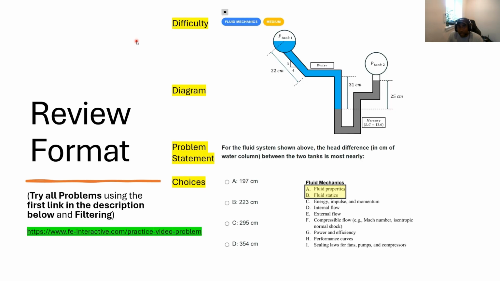This review will follow a consistent format where we'll have difficulty and subject tags on the upper left of the problem. You'll see a diagram if it's applicable for that problem, as well as the problem statement stating what the problem is looking for. We'll have answer choices, since on the FE exam, most of your questions are going to be multiple choice. The majority of them are going to be multiple choice. And you'll also see a specification here where I'll highlight what subject the question is trying to review.